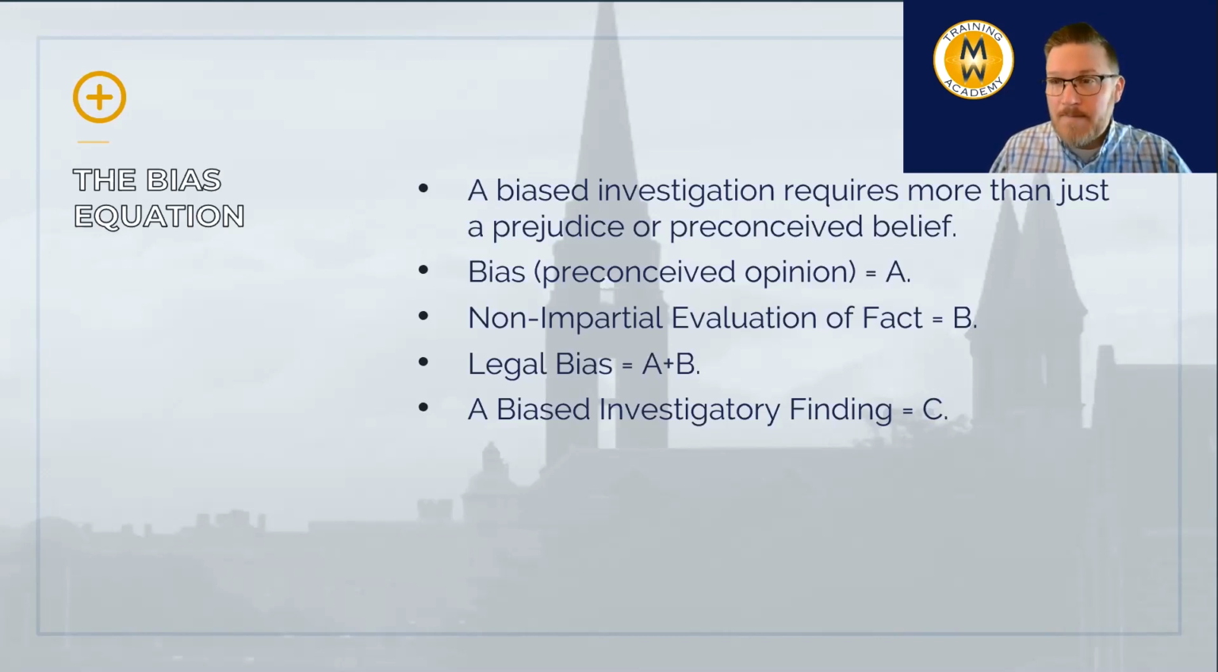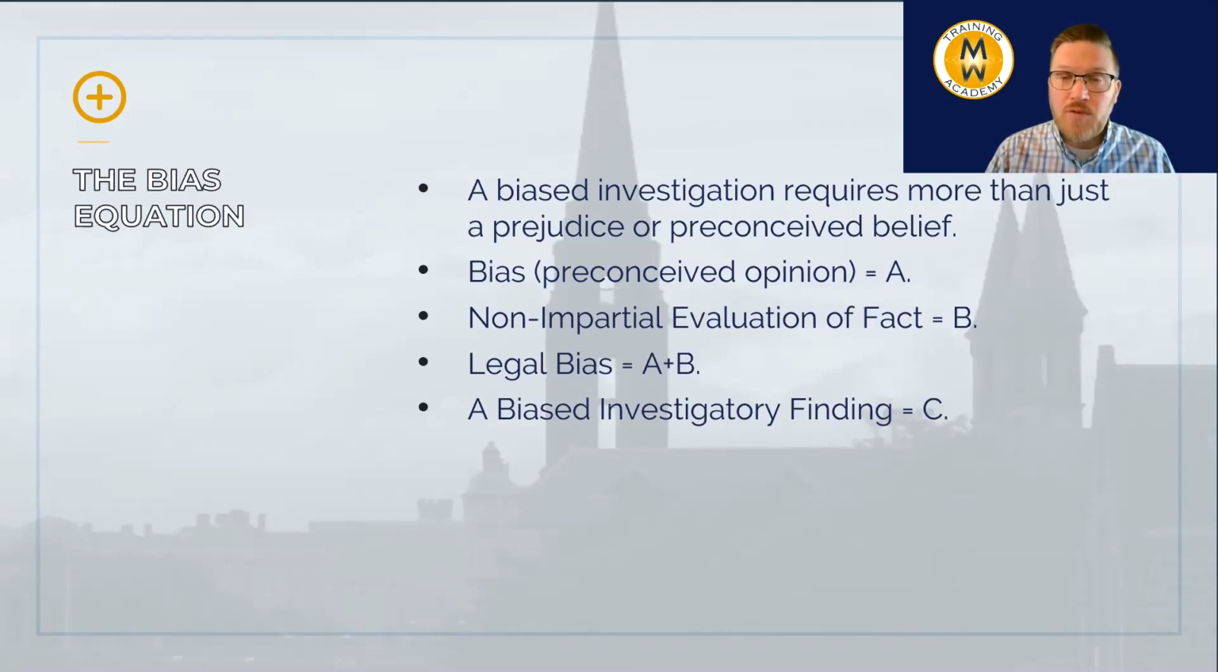So bias, that preconceived opinion, that simple definition is A. Okay? And then the non-impartial evaluation of fact, like we just talked about in legal bias, that's B. So A plus B. The plus is the action, the prevention. So bias A plus prevents non-impartial evaluation of fact B. A plus B. And you'll see that's what our legal definition of bias was, A plus B.